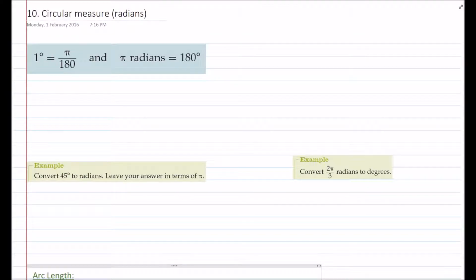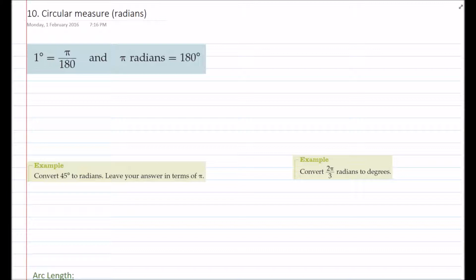In this video we're going to deal with circular measure, which is another word for describing radians. Radians is a substitute measurement for angle, and we use it instead of degrees, particularly in practical situations. And when you get into calculus next year, there's some very important reasons why you have to use radians.